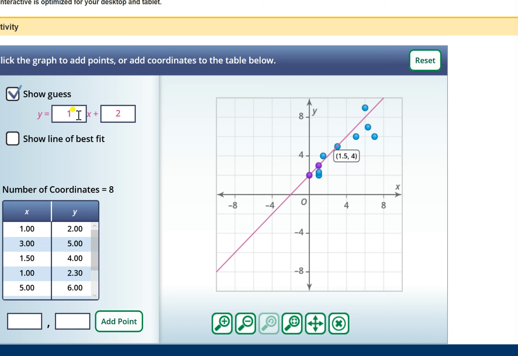So now I'm going to mess with the slope. I need this line to be a little flatter, so I'm going to make the slope less than 1, so maybe like 0.5. I'm going to try that.